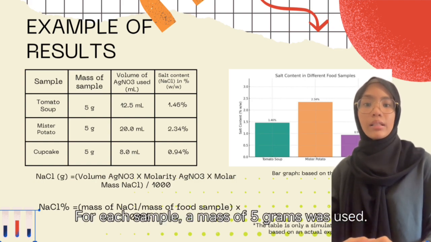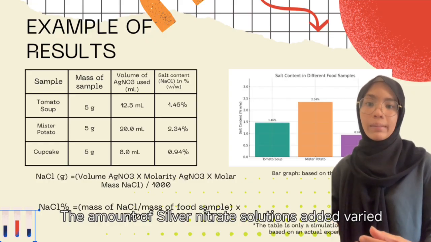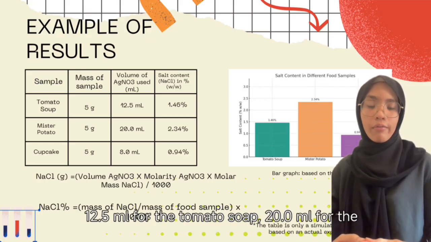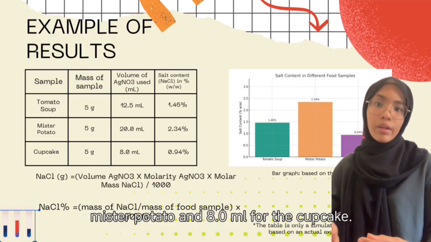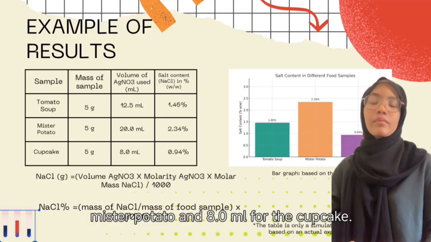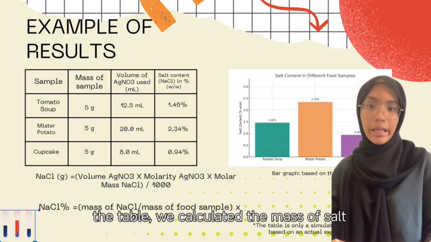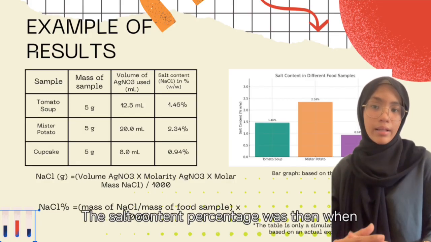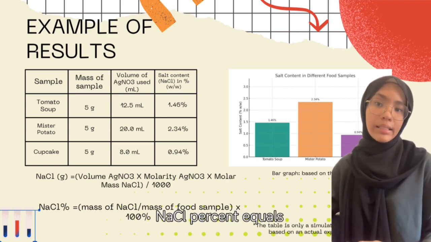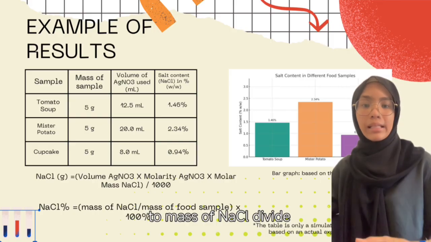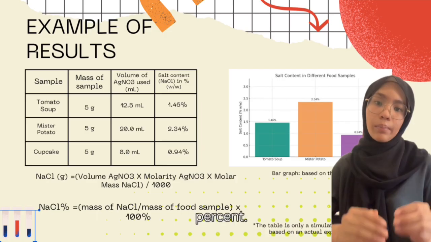For each sample, a mass of 5 grams was used. The amount of silver nitrate solution added varied depending on the sample: 12.5 ml for the tomato soup, 20.0 ml for Mr. Potato, and 8.0 ml for the cupcake. Using the titration formula shown below the table, we calculated the mass of salt, NaCl, in each sample. The salt content percentage was then defined using this formula: NaCl percent equals mass of NaCl divided by mass of food sample, multiplied by 100%.